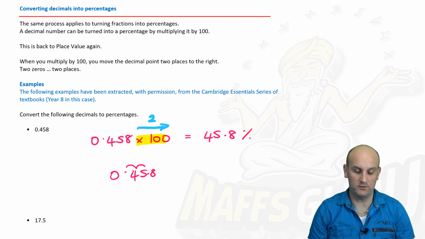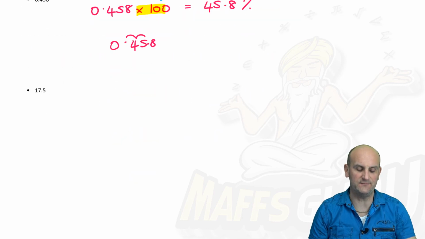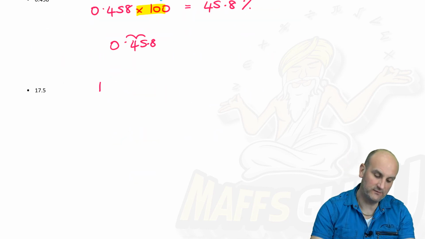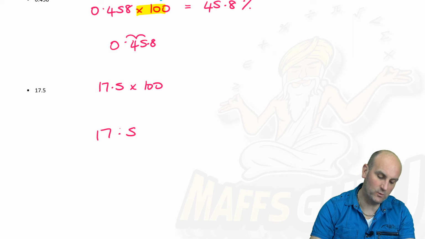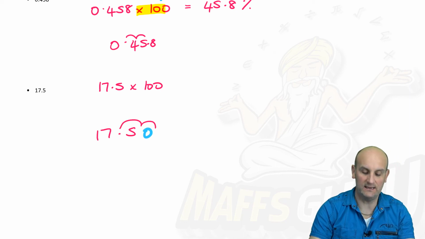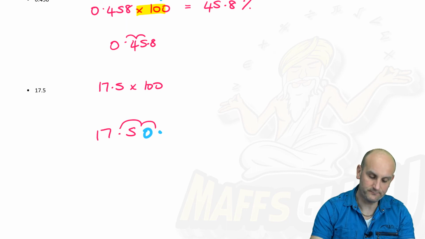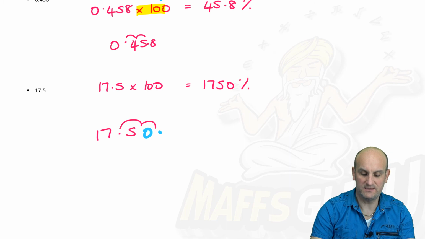Because if you don't put your percentage sign, sadly, it's incorrect. And finally, 17.5. I'm going to multiply that by 100. 17.5, bounce the decimal two places. Oh, that's annoying. There's nothing there. Exactly. So put the nothing there. So that's the same as 1750%.